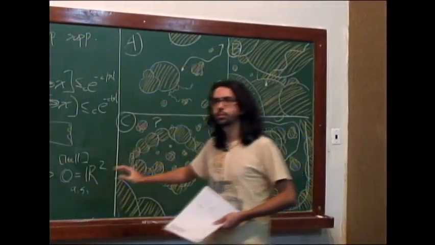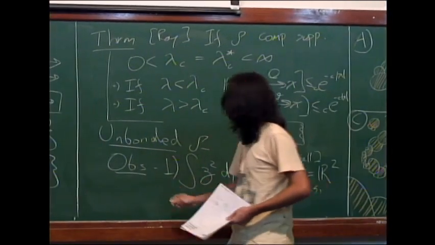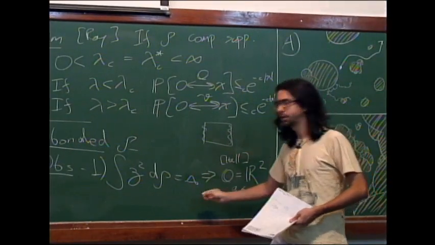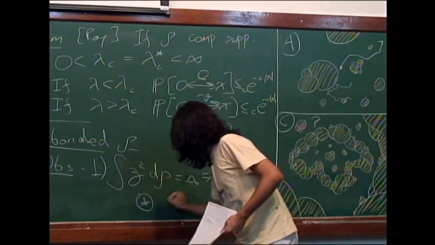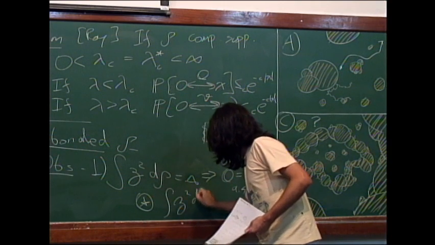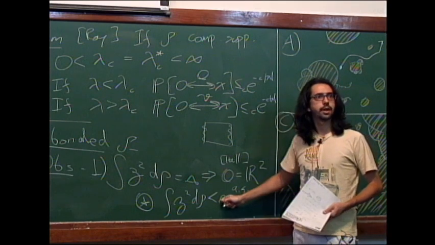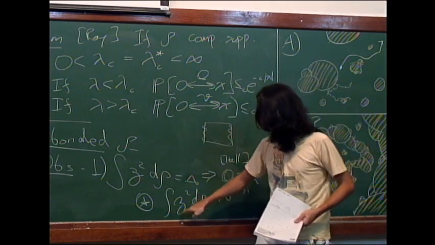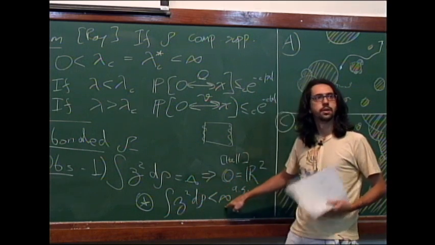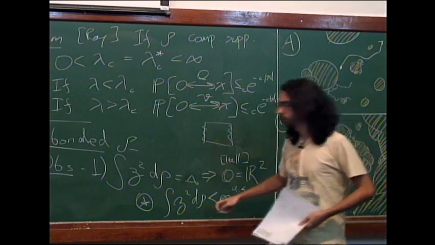So that's the second observation. That's observation number one, that you should assume at least this. So we assume from now on that the integral of z squared dρ is finite. Otherwise, we cover everything. And this is also true for the line. If you assume that the integral of z dρ is finite, in the line you cover everything.